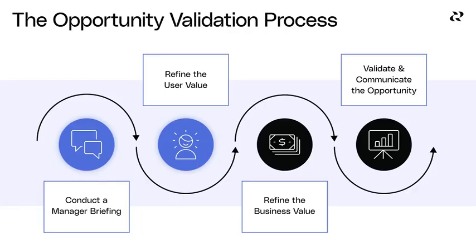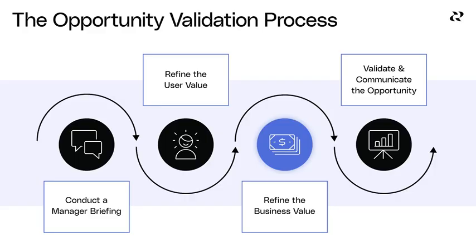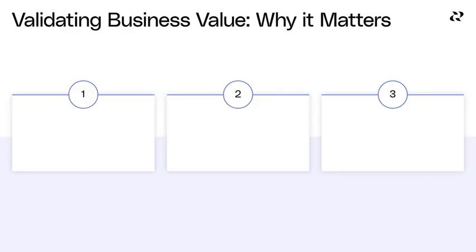In the previous sections, we walked through the first two steps of our opportunity validation process: conducting a manager briefing and refining user value. In this lesson, we'll focus on the third step, refining the business value. In this step, you'll determine the magnitude and likelihood of impact your project can have on the business. It's important to validate and refine business value hypotheses before beginning work on a project for three main reasons.